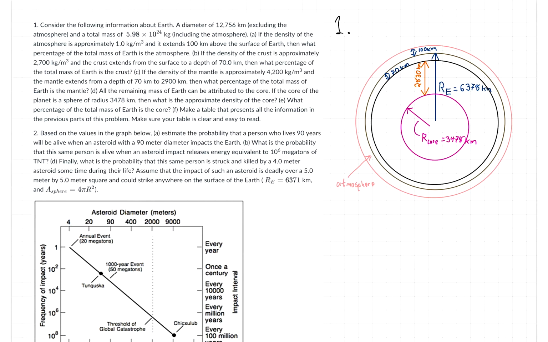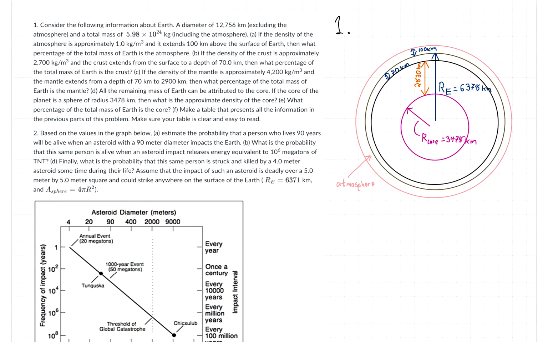Hello and welcome to this video where we're going to go over how to get started on these two homework problems, which are math-based problems for astronomy. In the first one, we're going to be dealing with different portions of Earth, and in the second problem, we're going to be dealing with the likelihood of being struck by an asteroid or at least experiencing one.